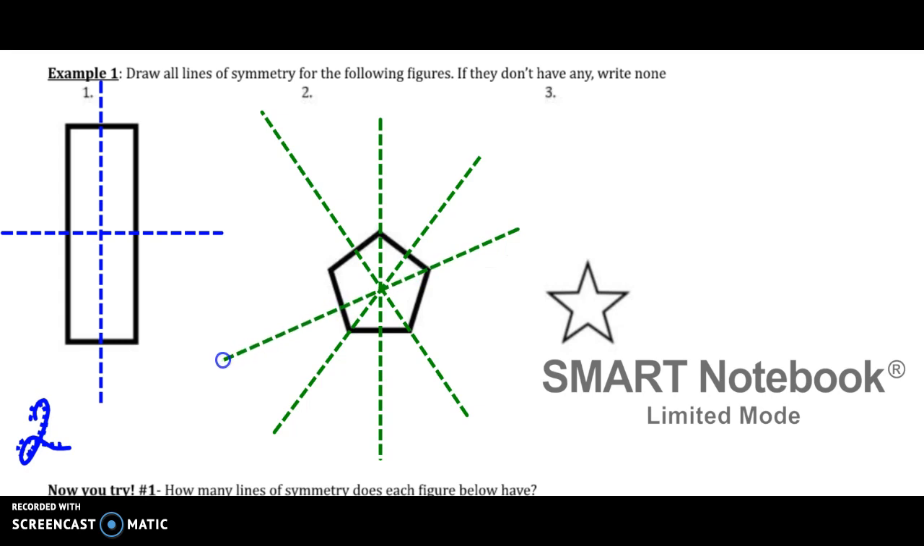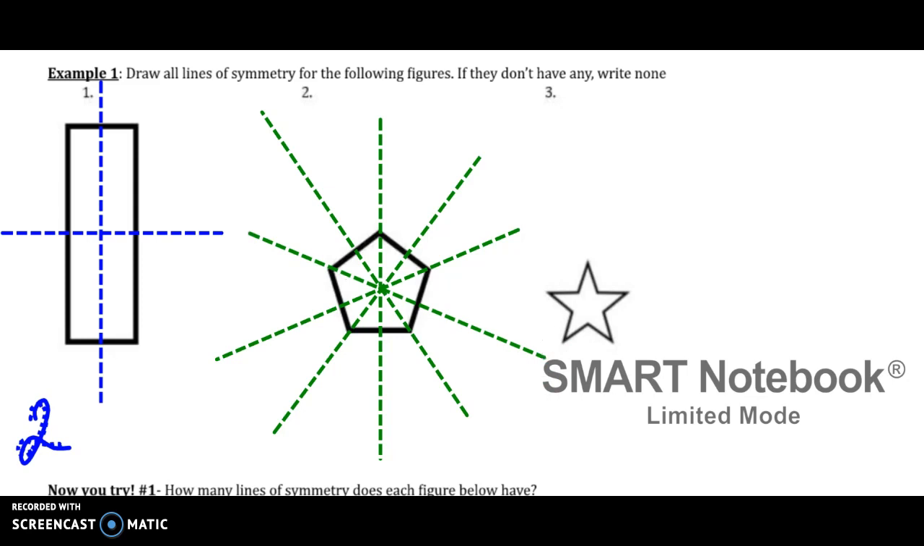And if I reflect along this line, the 2 halves again will line up with each other. And along this line, ooh, what happened there? Somehow we got 2 lines. There we go. And if I fold my pentagon along this one, and again, you can actually physically fold your paper.